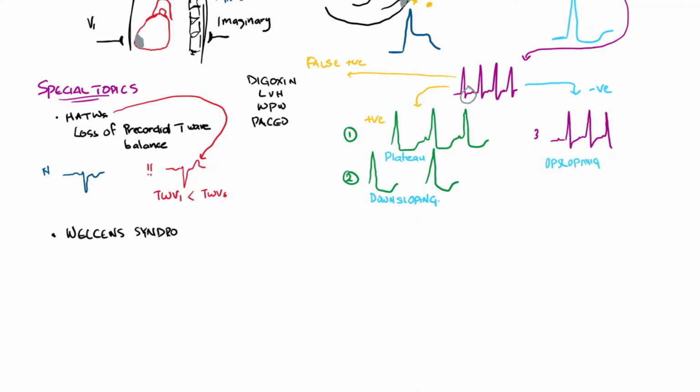Another one is Wellens syndrome, which we'll discuss shortly. De Winter T waves. Both of these things are STEMI equivalents.